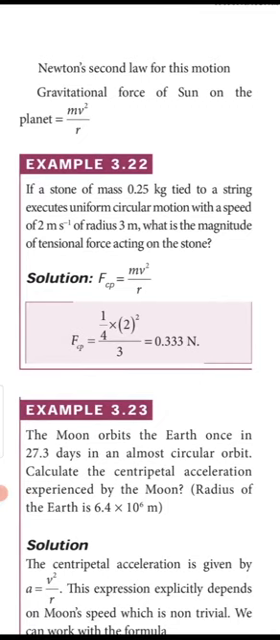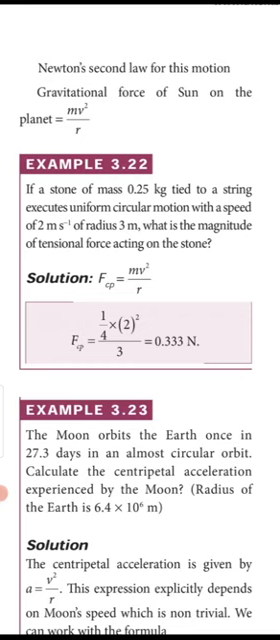See that problem, it's a very simple problem. If a stone of mass 0.25 kg tied to a string executes uniform circular motion with a speed of 2 meter per second on a radius of 3 meter, what is the magnitude of the tension force acting on the stone? So all the values are given. It's a straight substitution. m is given as 0.25 kg, so we take it as a fraction, which is nothing but 1 by 4. And v is given as the speed, that is 2 meter per second, and radius is also given as 3 meter.